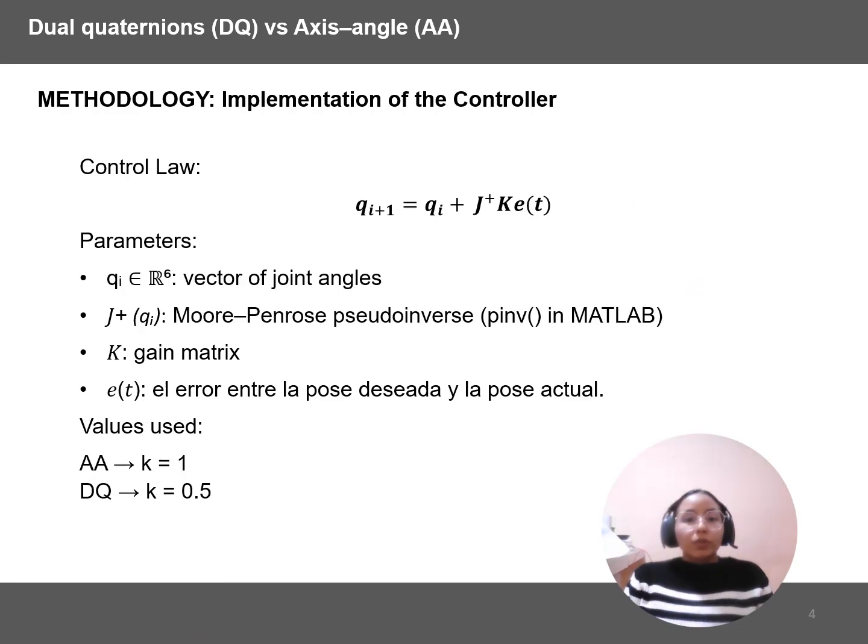The control we use is the Jacobian pseudo-inverse, which minimizes the pose error in each iteration. The pseudo-inverse J plus is computed with the MATLAB function pinv. The gain matrix was set as an identity matrix scaled by a factor: K equals 1 for axis angle and K equals 0.5 for dual quaternions.